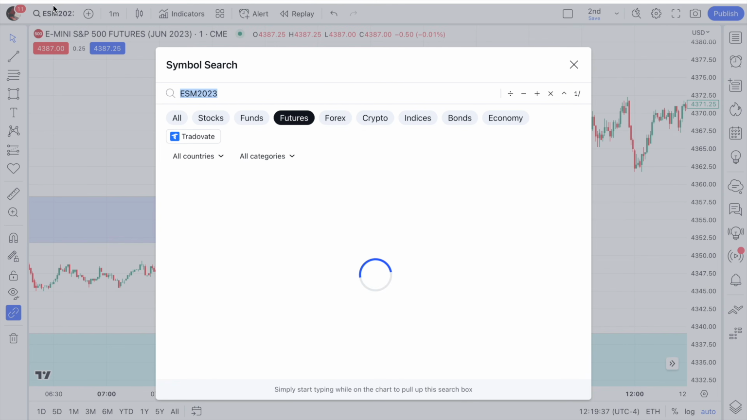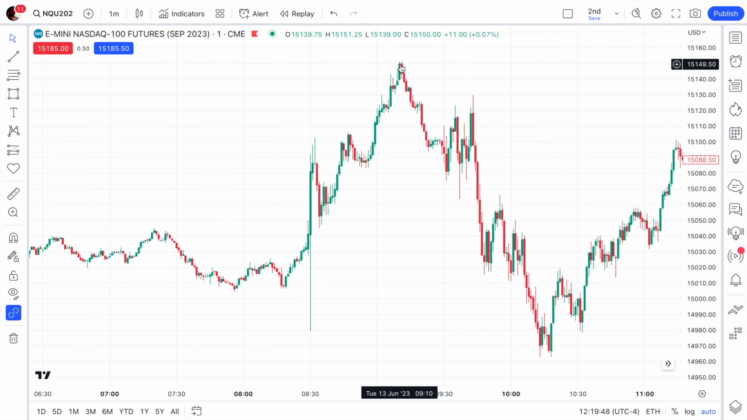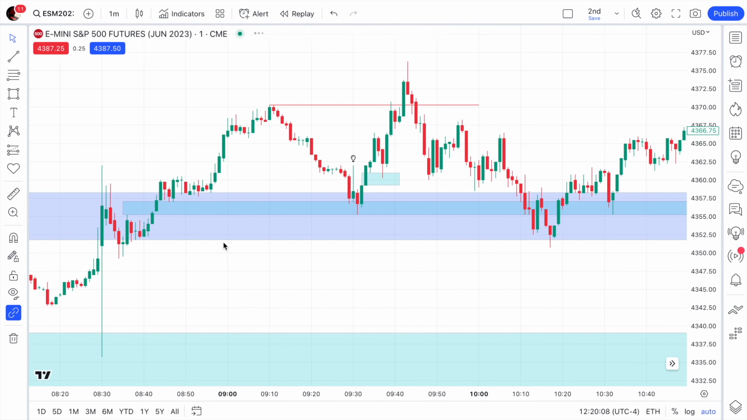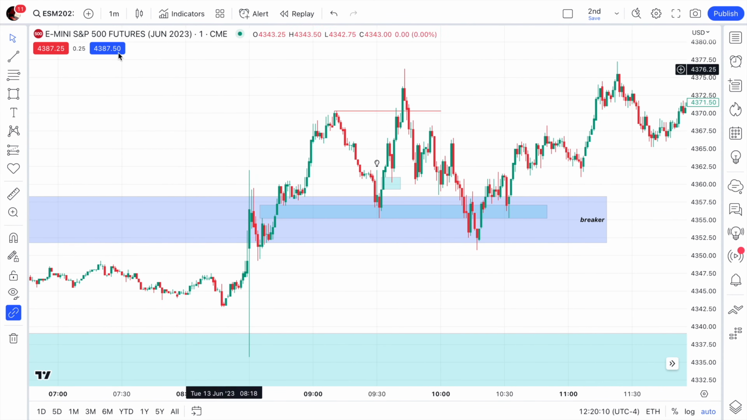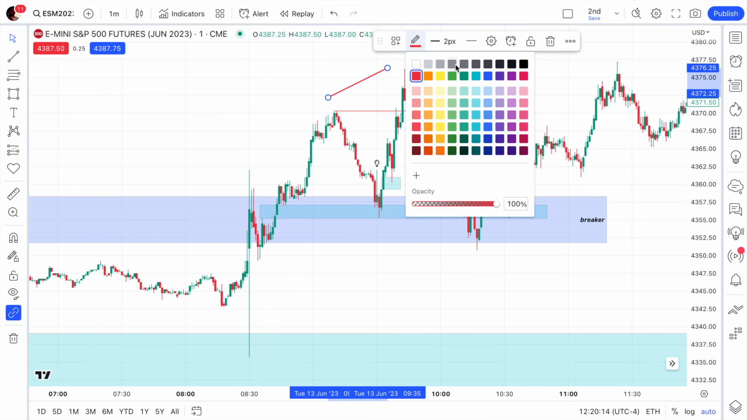And what else? Let's go to the NASDAQ. This high right here was not taken out. See that? Right there. So, back to ES. So, we can see clearly we have SMT divergence here. So, I'll mark that out.